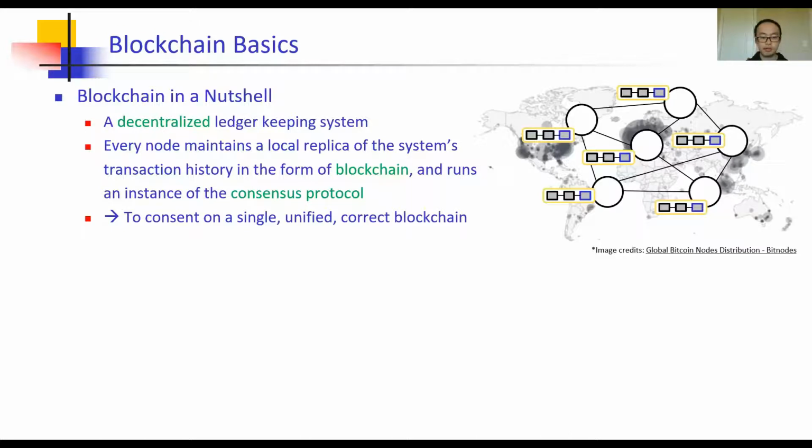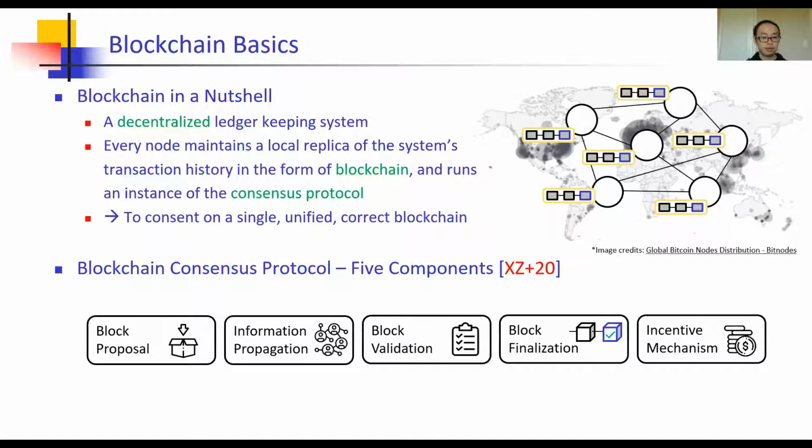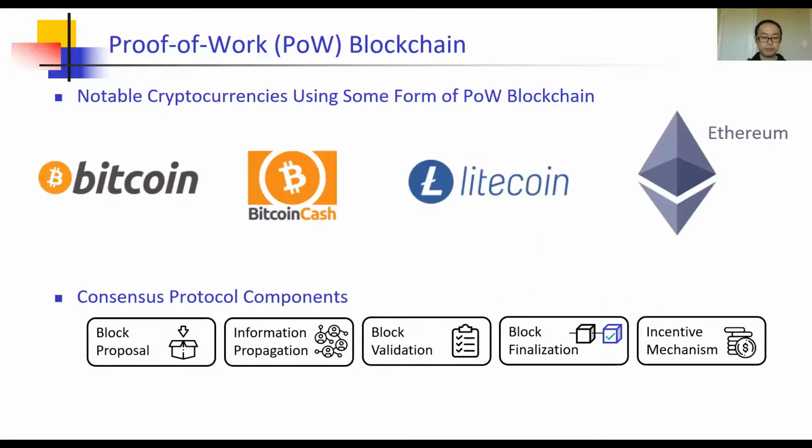A typical consensus protocol for blockchain consists of 5 components. Block proposal is responsible for packing transactions into blocks. Information propagation regulates how blocks and transactions are disseminated and relayed across the network. Block validation checks if a block and the included transactions are valid. Block finalization is used to reach a conclusion about which block to accept into the blockchain. An incentive mechanism determines how to incentivize owners' participation.